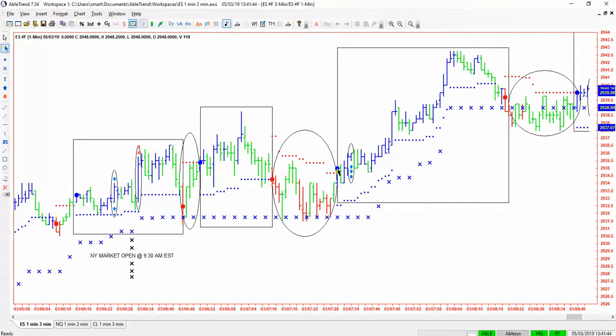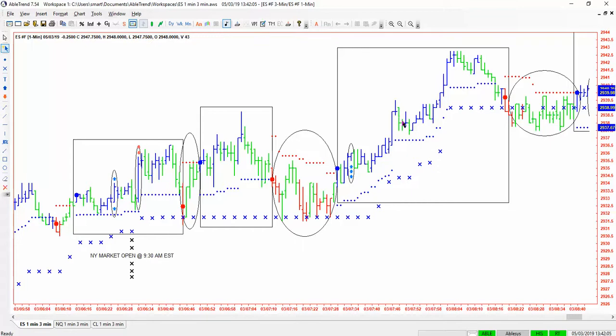Count 5 bars. 1, 2, 3, 4, 5 here. So by the time you count the 5th bar, you're showing a positive trend. Everything's in agreement. Everything's blue. So you get in, or I get in. Take the trade. You stay in, stay in, stay in.